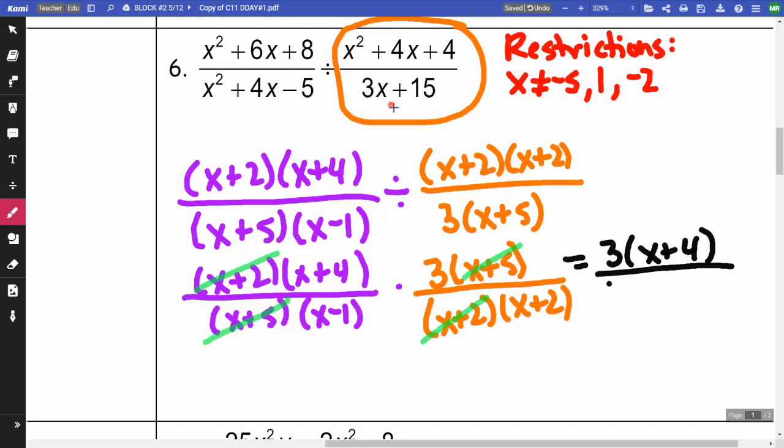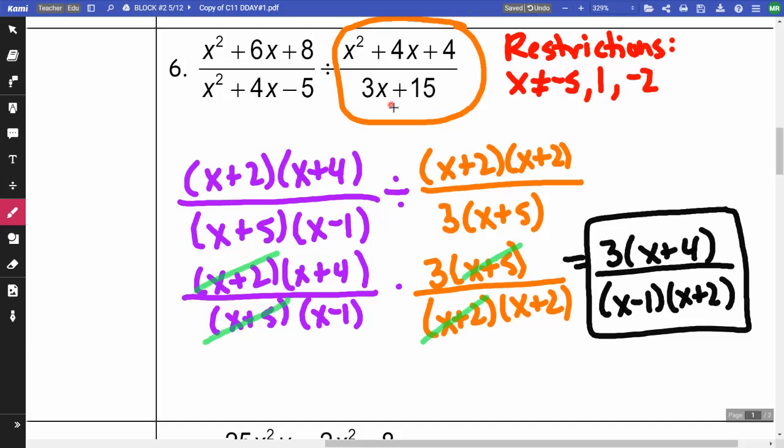And let's see, on bottom, I'm going to get an x minus 1 times x plus 2. And you can leave it like that. You don't have to multiply it out, because here I see nothing can be factored.